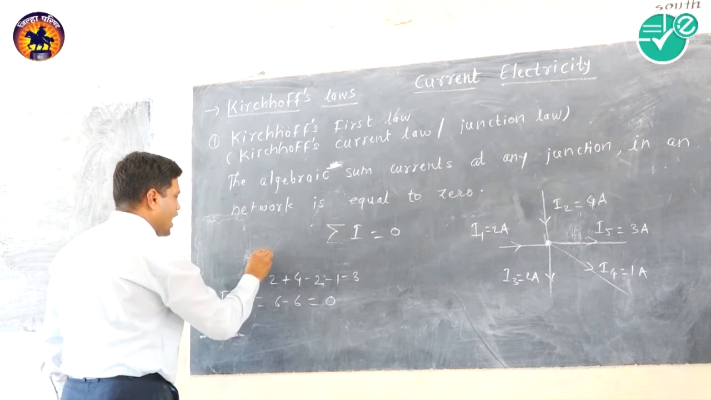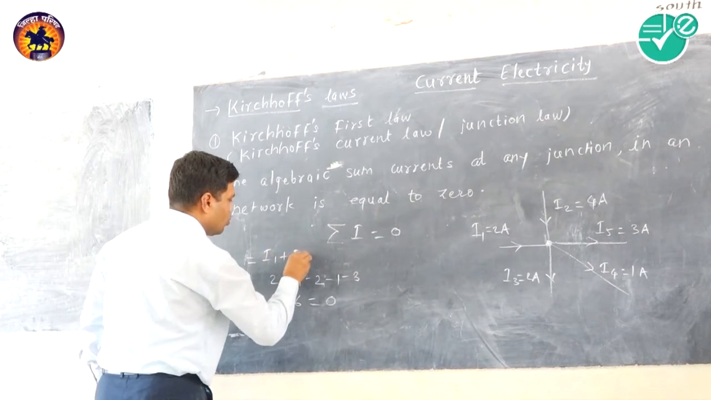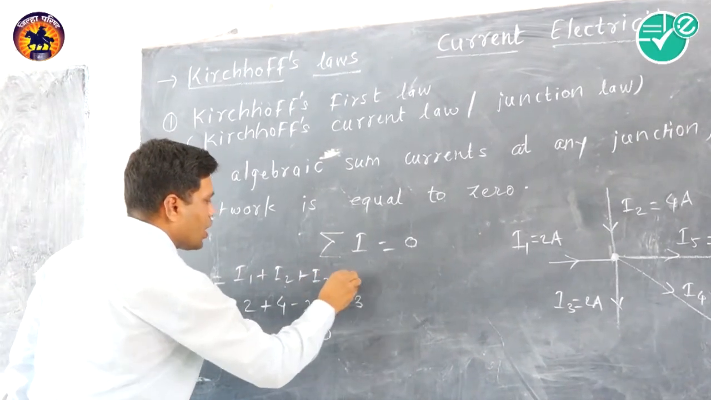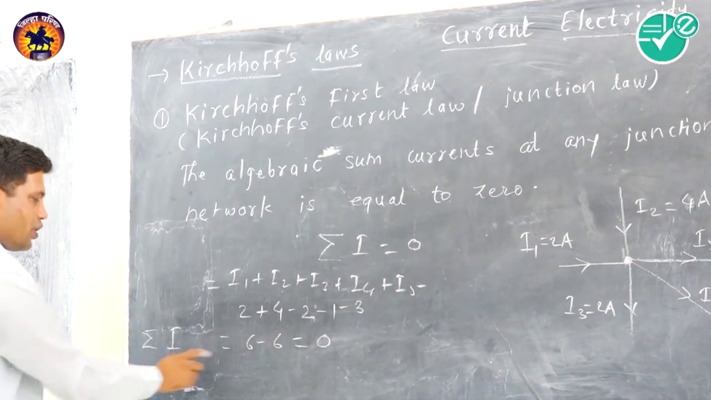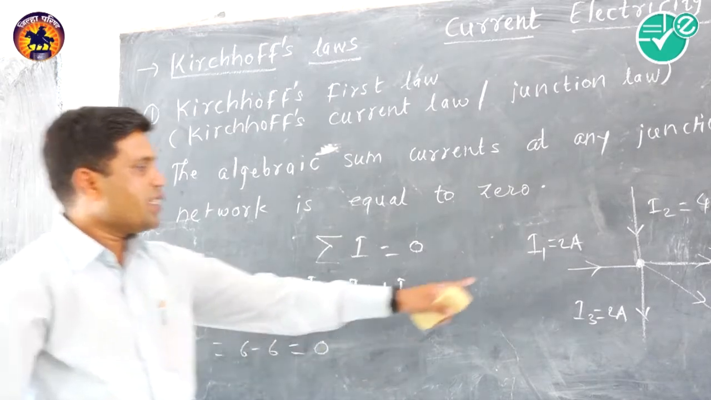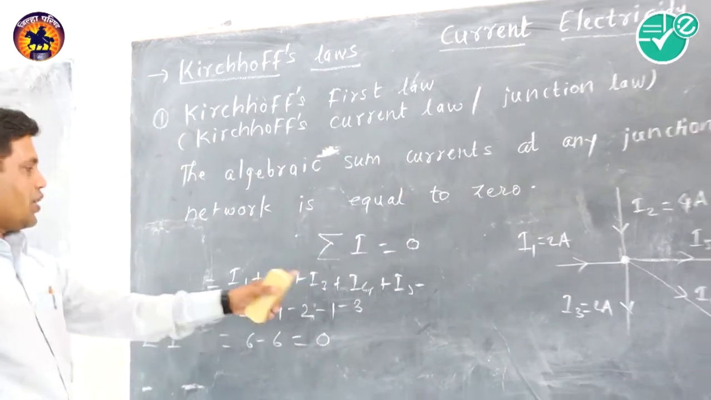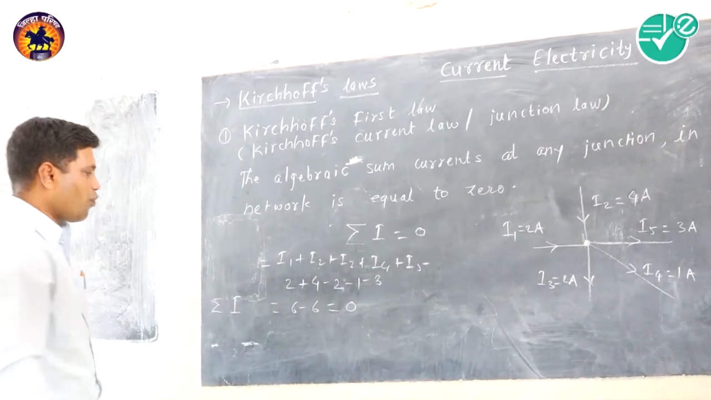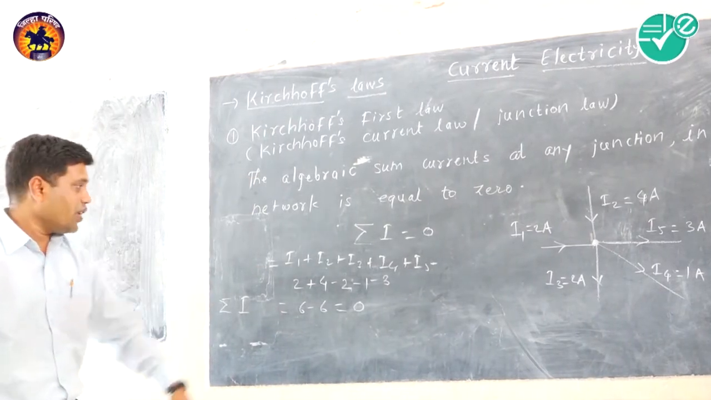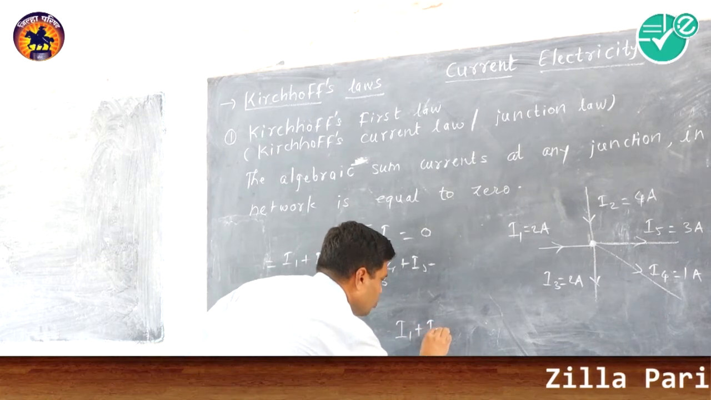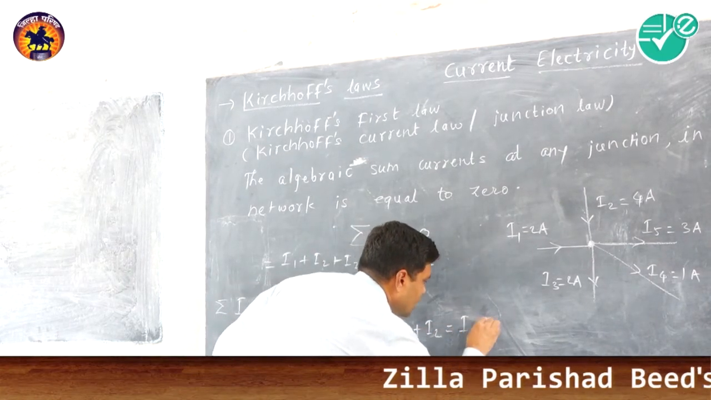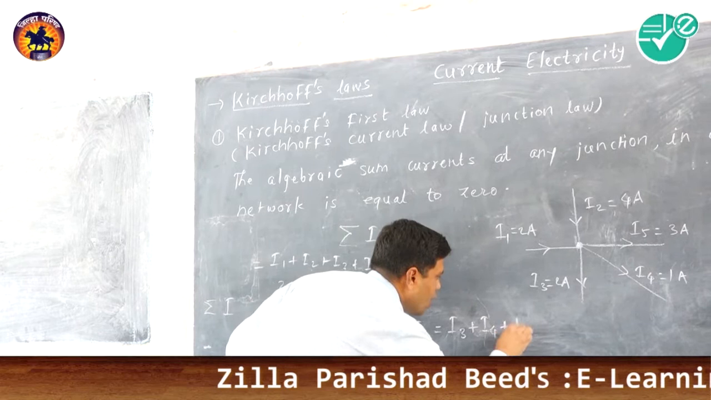Means we have just added I1 plus I2 plus I3 plus I4 plus I5, and we got the answer 0. Means summation of I is equal to 0 for this circuit or for this junction. From this discussion, we can say that I1 plus I2 is equal to I3 plus I4 plus I5.